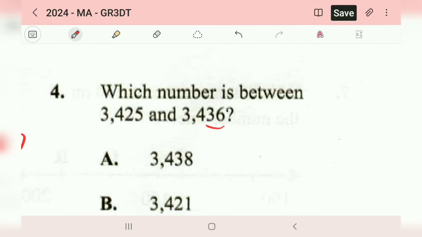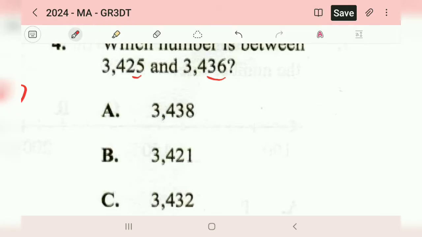Let's go over to number 4. Which number is between 3,425 and 3,436? You're really looking at the number that would fall between 25 and 36, because both of them have 3,400. After 25, which number comes before 36? It's going to be C, because after 25, you'll have 32 before 36. 21 is before 25, so it can't be B. And 38 is greater than 36, but it must be between 25 and 36. Good job. I hope you're understanding.